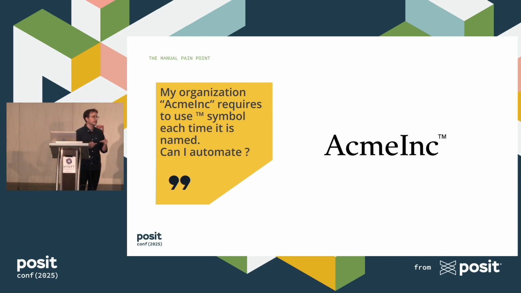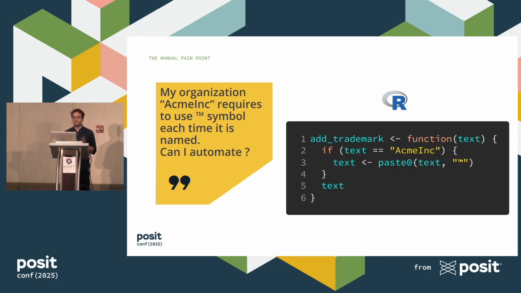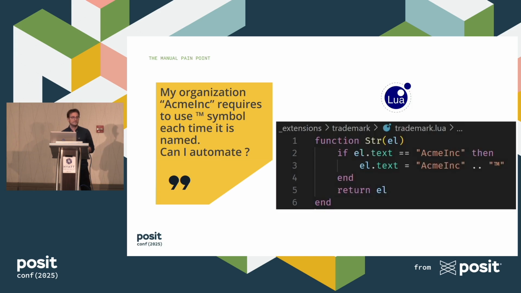And if you were doing that in R analysis, for example, you may write a function that looks like this. You would find a way to split the text and then look for the text, and if this is the name, Acme Inc., then you would append the trademark symbol to it and return the modified or unmodified value. If you want to do that in Quarto, to process the Quarto document, then this would look like this.